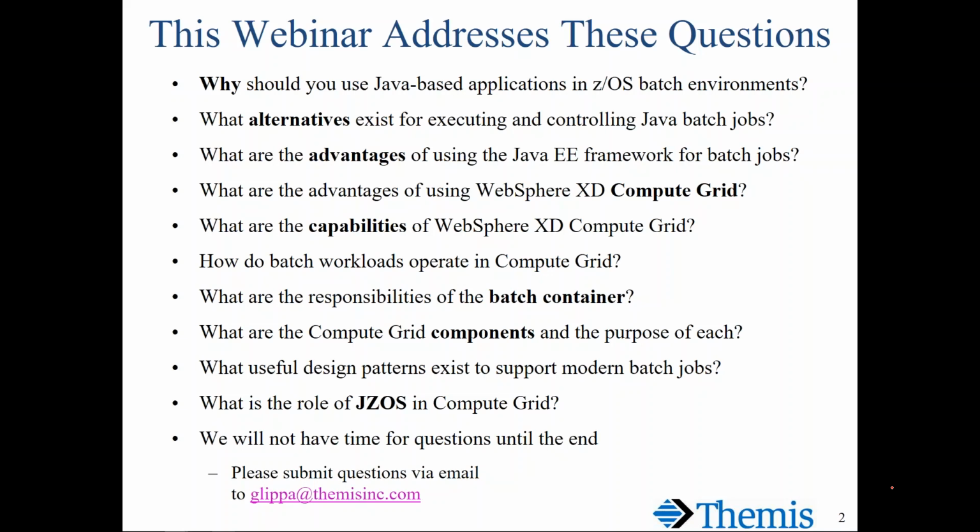It incorporates a new feature beyond the standard containers called a batch container. In addition to the web and EJB container, it's a new container that's for running batch jobs and controlling them. We'll look at what components come into play in using Compute Grid, a brief look at some design patterns that relate to modern batch jobs, and the all-important role of JZOS, Java for z/OS, and the role it plays in Compute Grid, as well as briefly other roles that it plays.